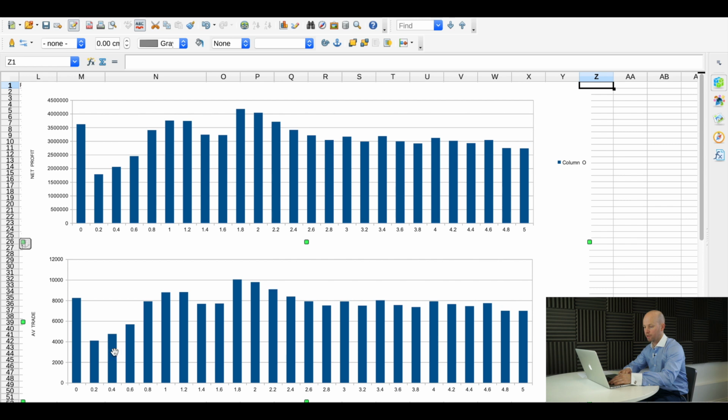Below about 1, I don't think it's particularly good, not in terms of average trade or net profit, but anything from 1 through to 5 does actually work, which is quite nice because that might give us an indication that the strategy itself is quite robust.